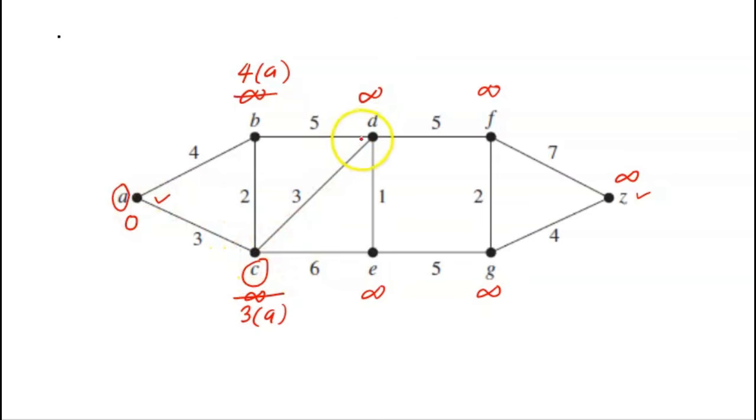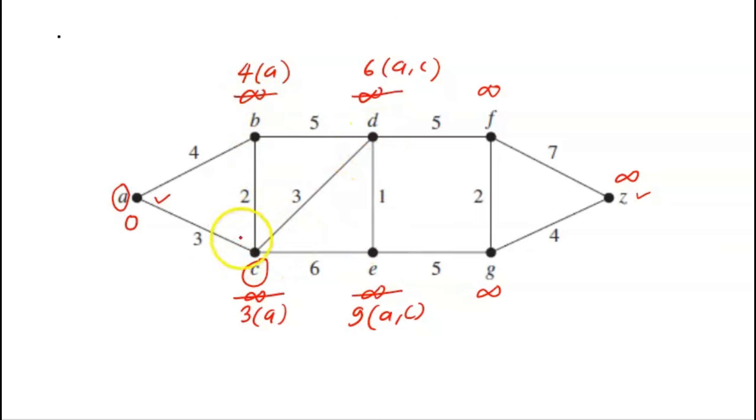Now I am going to look at all those vertices which are adjacent to C. E is adjacent to C, so let us relabel it: 3 plus 6 is 9, and in the bracket I will write 1 comma C. For the other vertex, 3 plus 3 is 6, so I will cross it out and write 6, and in the bracket I will write A comma C.